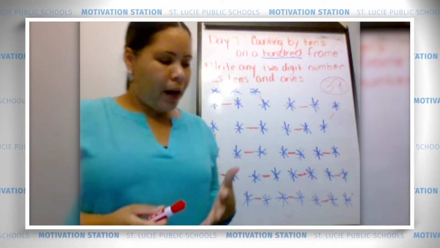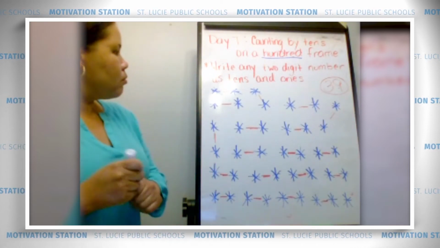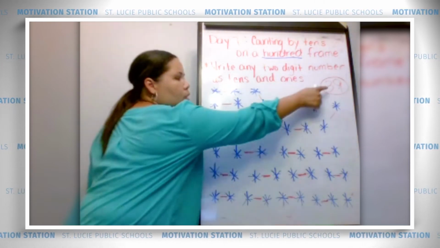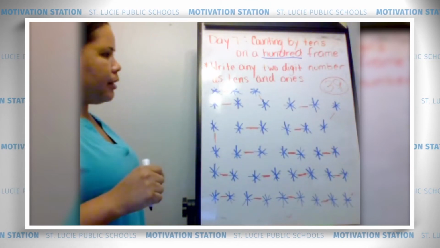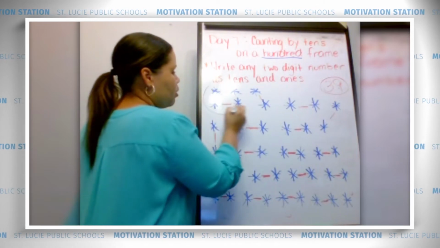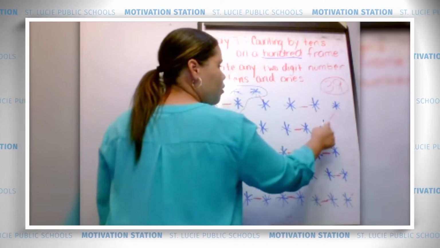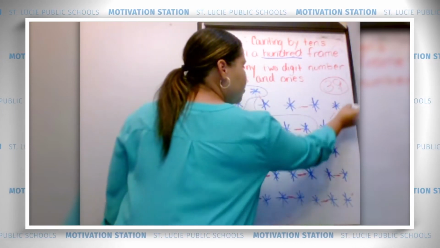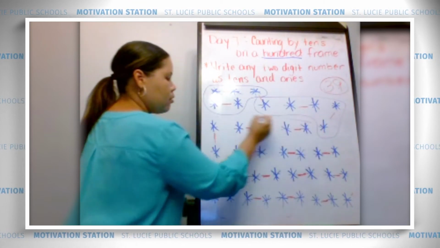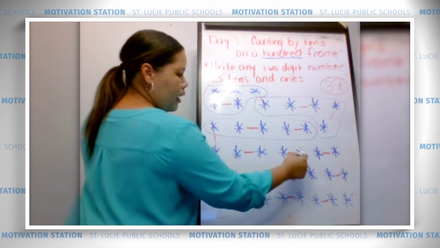Let's see. What about if I wanted to count my stars by 5s? I'm going to group them by 5s. Do you think I'm going to get the same number of 39? Let's see. 1, 2, 3, 4, 5. 1, 2, 3, 4, 5. 1, 2, 3, 4, 5. 1, 2, 3, 4, 5.